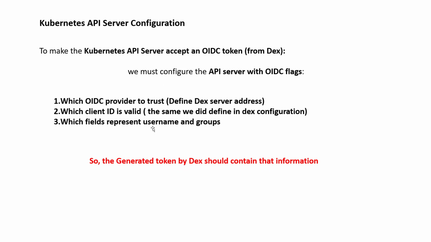When a token arrives at the API server, it should represent the username and the groups. For example, we have a group called kubernetes-admins. So Kubernetes should determine that this group exists, and after that check it against the rules in Kubernetes. So if it can authenticate, let it access.